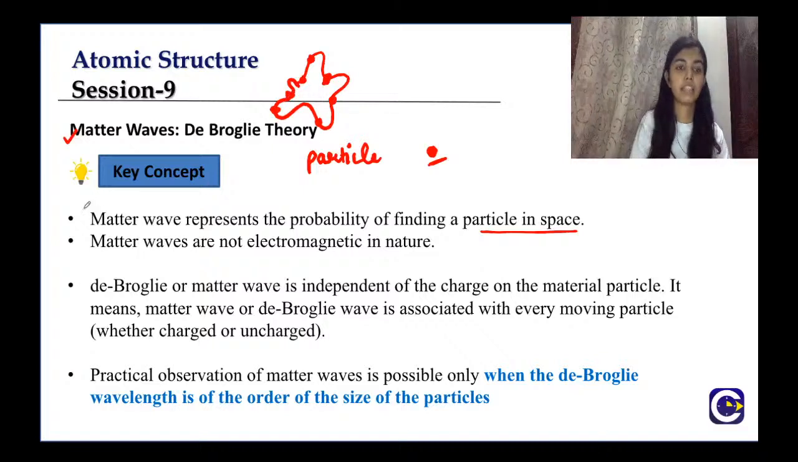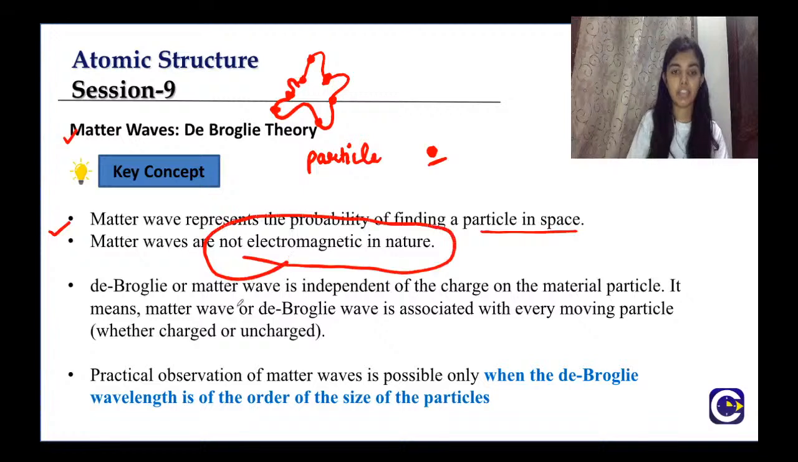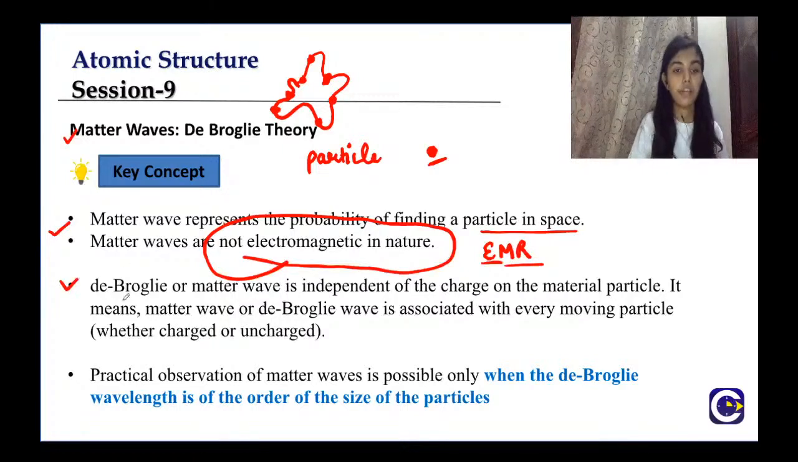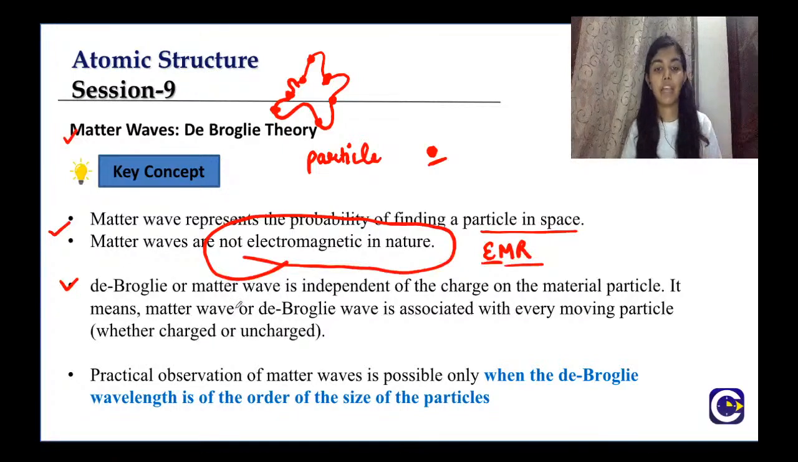Next is a very important one: matter waves are not electromagnetic in nature. That means matter waves are not electromagnetic radiations. They are not associated with an electrical component and a magnetic component. The third point is that the de Broglie or matter wave is independent of the charge on the material particle, whether it be a proton, a neutron, or an electron.